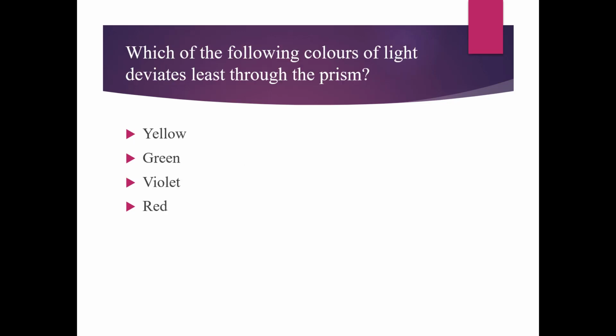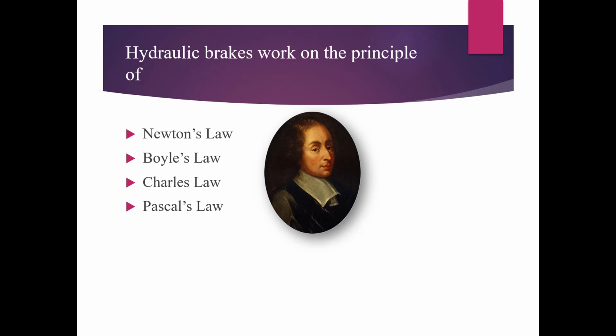Next question, which of the following colors of light deviates least through the prism? Okay, which color would deviate the least? We all know VIBGYOR. Violet deviates the most and red deviates the least. So red has the most wavelength. So the answer to this question would be red. And if it is asked which of the following deviates the most, then the answer would be option number C, which is violet.